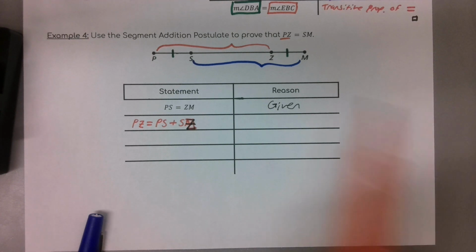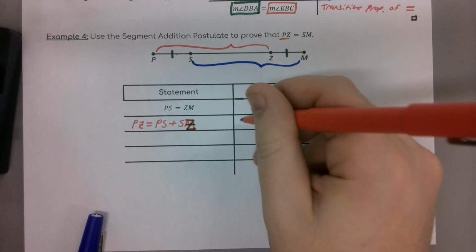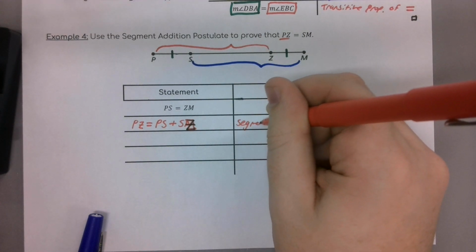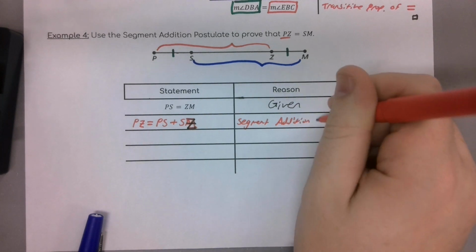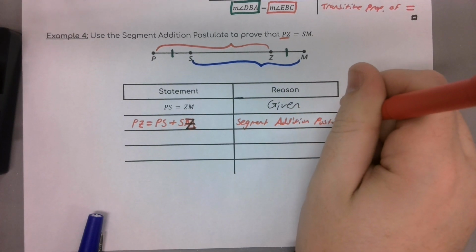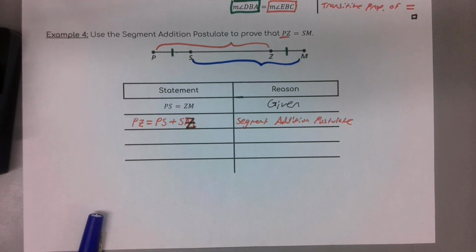Well, that there is the segment addition postulate. Segment addition postulate. Again, another one from Unit 1. If you add two smaller segments, you get the bigger one.